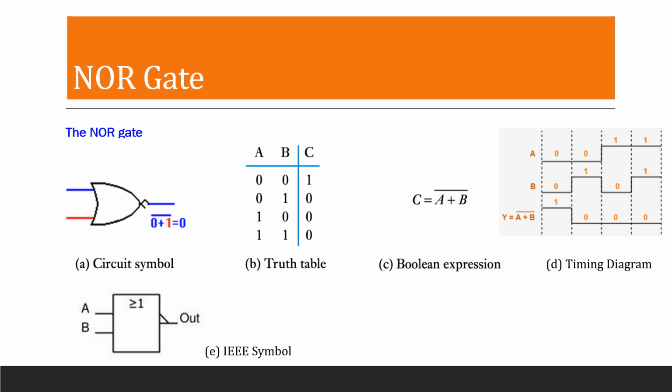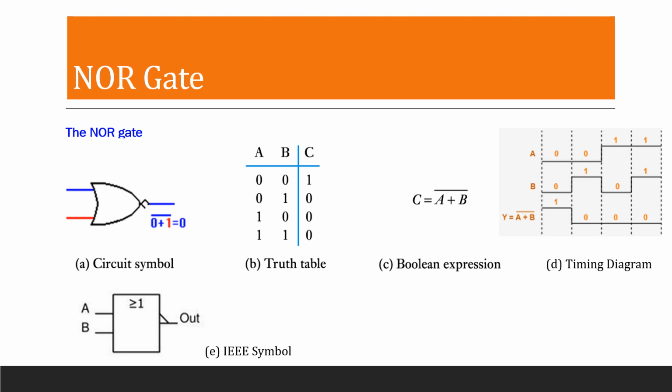When we look into this timing diagram, for T1, A is equal to 0 and B is equal to 0. So we perform 0 plus 0, which is 0. Then its complement is 1. Then for the combination 0, 1, 0 plus 1 is performed. It is 1 and its complement is 0. Then 1 plus 0, its complement 0. 1 plus 1 is 1, its complement is 0. That's the timing diagram.